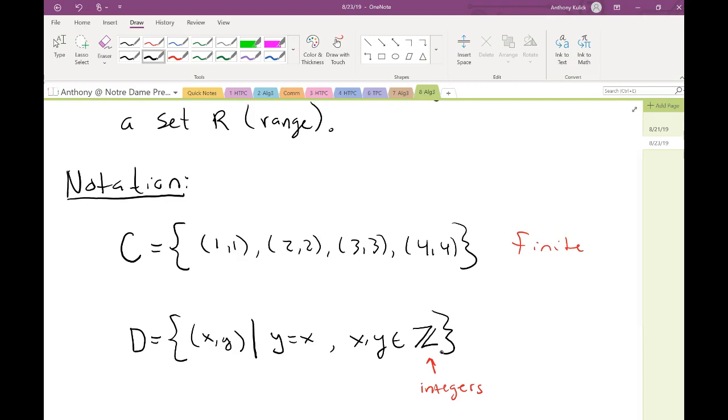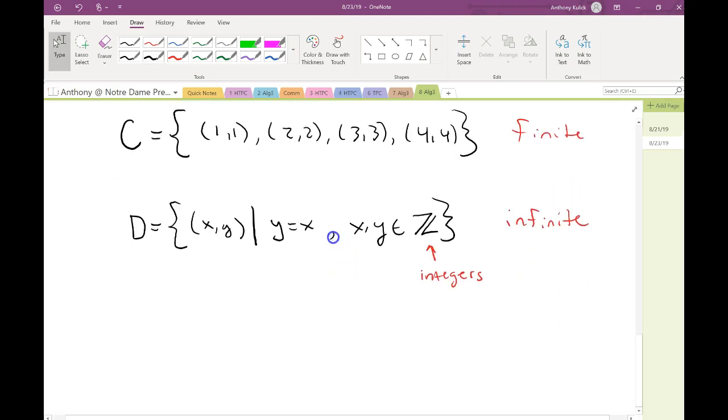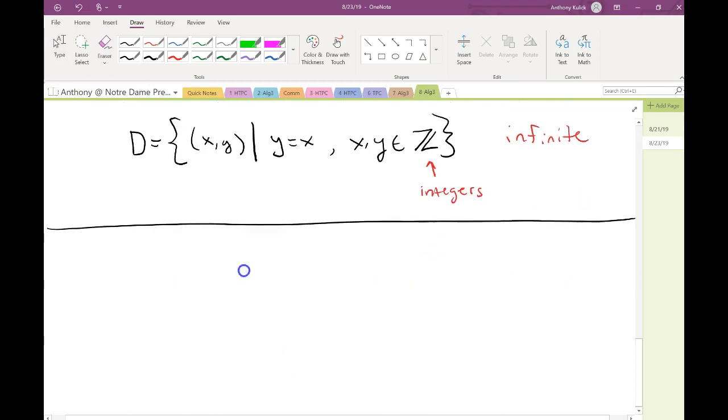So if I read this infinite set here, this is a set of x, y's such that y equals x, and those x and y's are integers. So it's going to be just positive, negative, whole numbers, ordered pairs where both the x and y component are the same. Everybody feel okay here? Okay? Next definition.